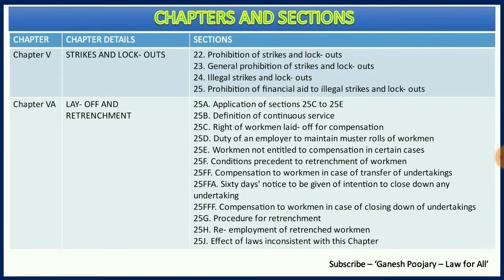Chapter 5 is about strikes and lockouts, which has 4 sections starting from section 22 to 25. Section 22 is on prohibition of strikes and lockouts. After that, it is about general prohibition of strikes and lockouts. Then we have illegal strikes and lockouts. And finally, prohibition of financial aid to illegal strike and lockouts.